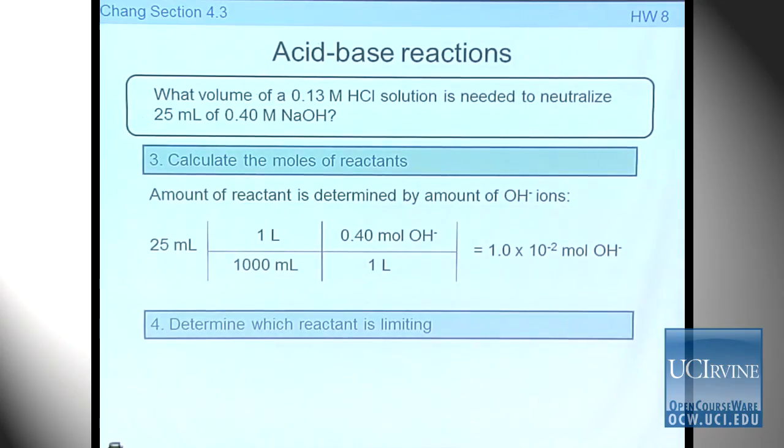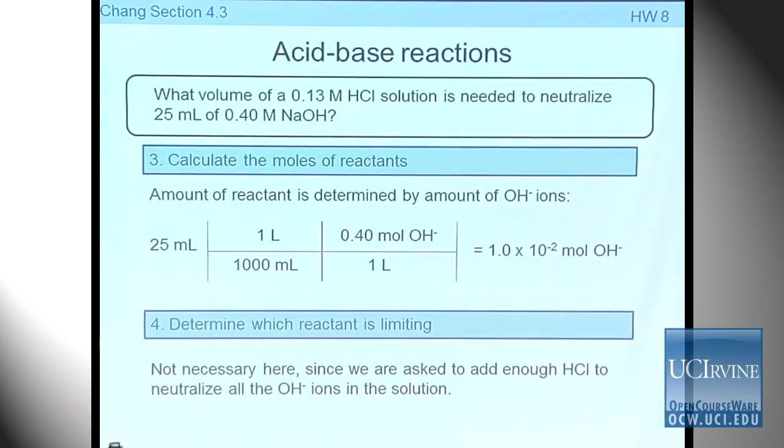I said already that there's not really a limiting reaction here. I just have to add enough H plus to neutralize all of these. So I have to know how many H pluses I need to neutralize 1.0 times 10 to the minus 2 moles of OH minus. I need to know the mole ratio between the two.